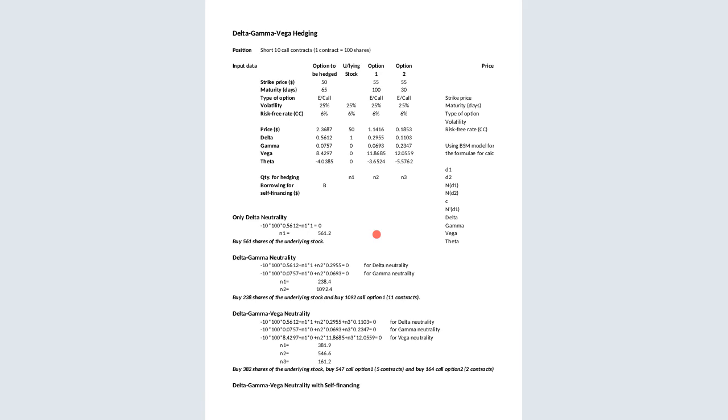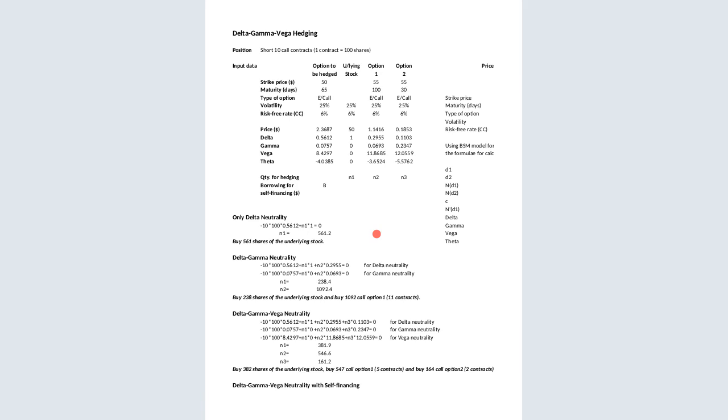If I want delta and gamma neutrality, what will I do? I am buying N1 shares. I am buying N2 options, the first option. So I will have that for delta neutrality, with the delta of the shares given. For gamma neutrality, I will have the other equation, but realize that gamma of stock is 0. If I solve, I will get N2 is 1092 and N1 is 238. So I need 238 shares of the underlying stock, and I buy 1092 call options, which is approximately 11 contracts.